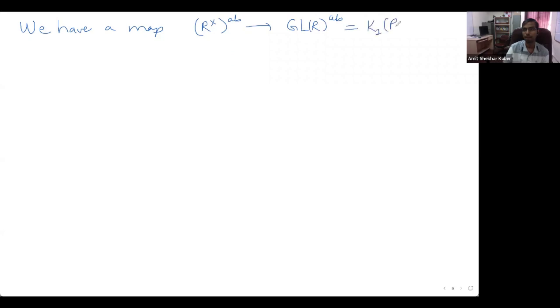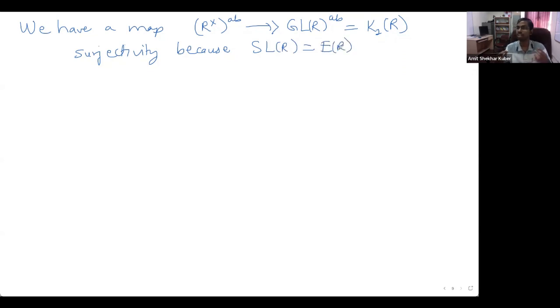In fact, this map is also surjective. Surjectivity, because SLR is the same as ER. We saw the same argument that Gaussian elimination still works. And therefore, all determinant 1 matrices are elementary matrices. So SLR and ER are exactly identical.